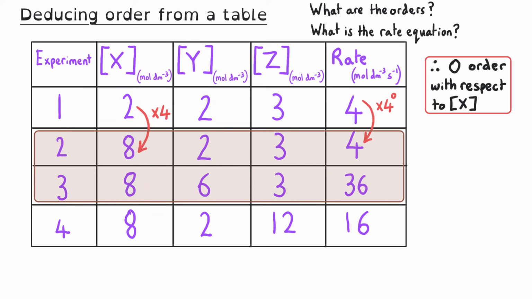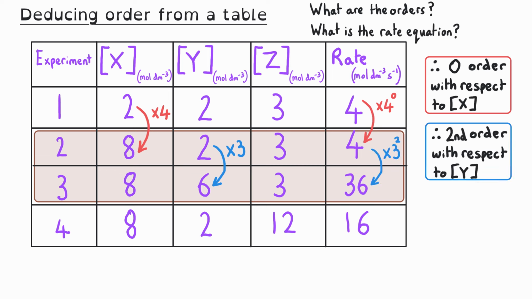And then if we consider experiments 2 and 3, the only difference this time is that the concentration of Y has been tripled, and the rate of reaction has changed from 4 to 36. And so it's definitely not 0 order this time because the rate has changed, and it isn't first order either because that would make the rate turn into 12. What has happened is that the rate of reaction is 9 times larger, or it has been multiplied by 3 squared. And therefore we can conclude that this is second order with respect to the concentration of Y.